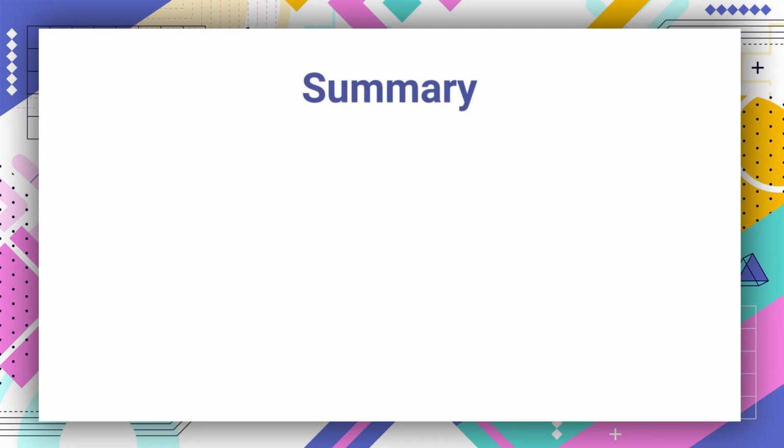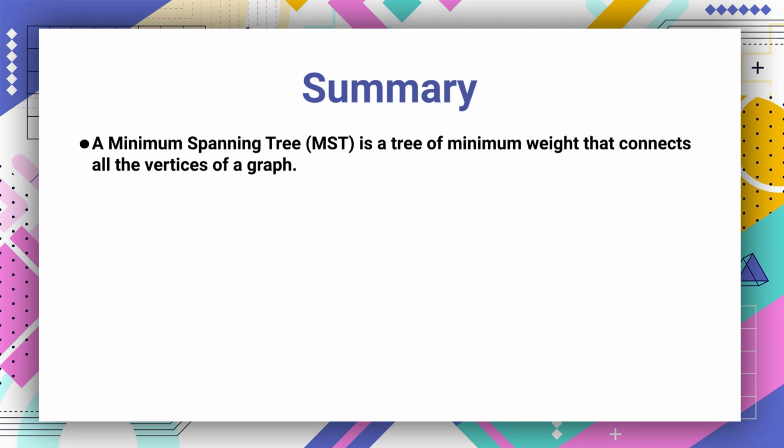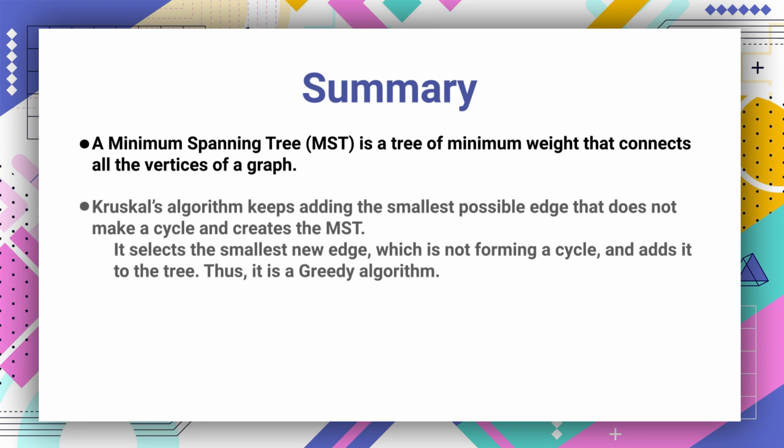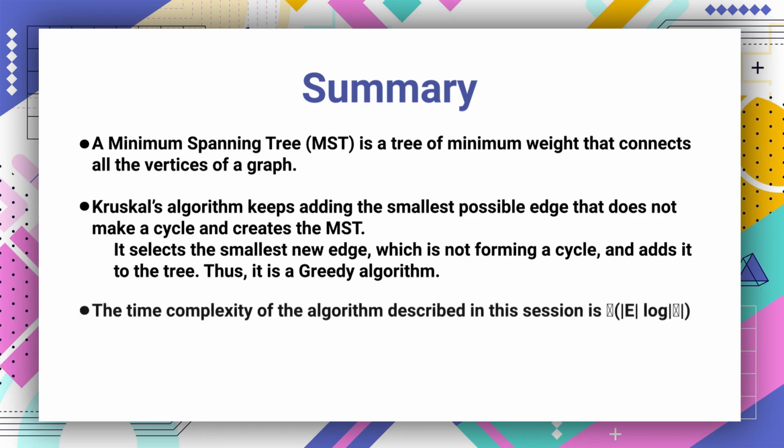Now let us summarize what we have discussed in this session today. A minimum spanning tree is a tree of minimum weight that connects all the vertices of a graph. Kruskal's algorithm keeps adding the smallest possible edge that does not make a cycle and creates the minimum cost spanning tree. It selects the smallest new edge which is not forming a cycle and adds it to the tree every time. Thus, it is a greedy algorithm, and the time complexity of this algorithm is order E log V.